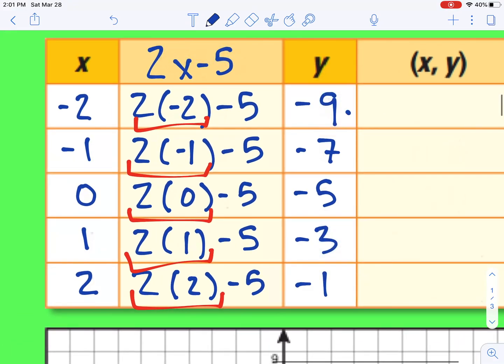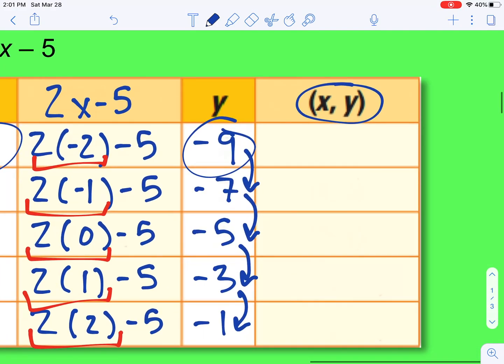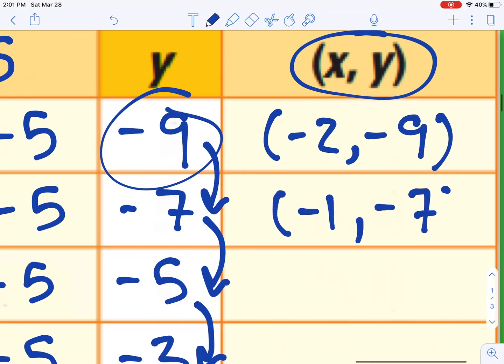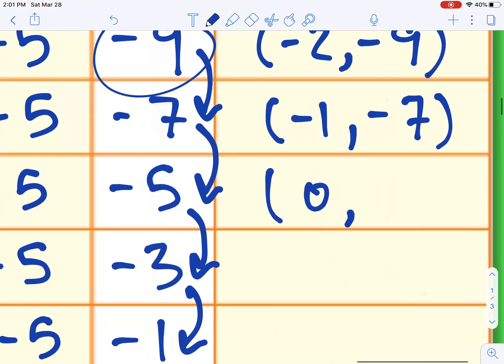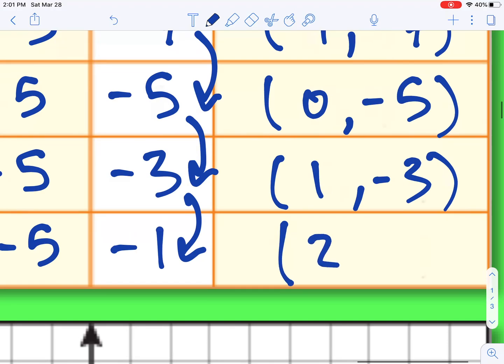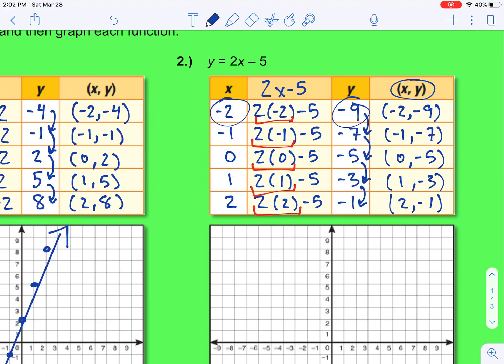Notice again there is a pattern here, and I know that I haven't talked about the pattern, and that's for a reason. We're going to talk about that in the next couple lessons. Okay? So I can take my x and my y values, and I can change them into an ordered pair by just copying them right off of the table. So -2, -9, -1, -7, 0, -5, 1, -3, and 2, -1.